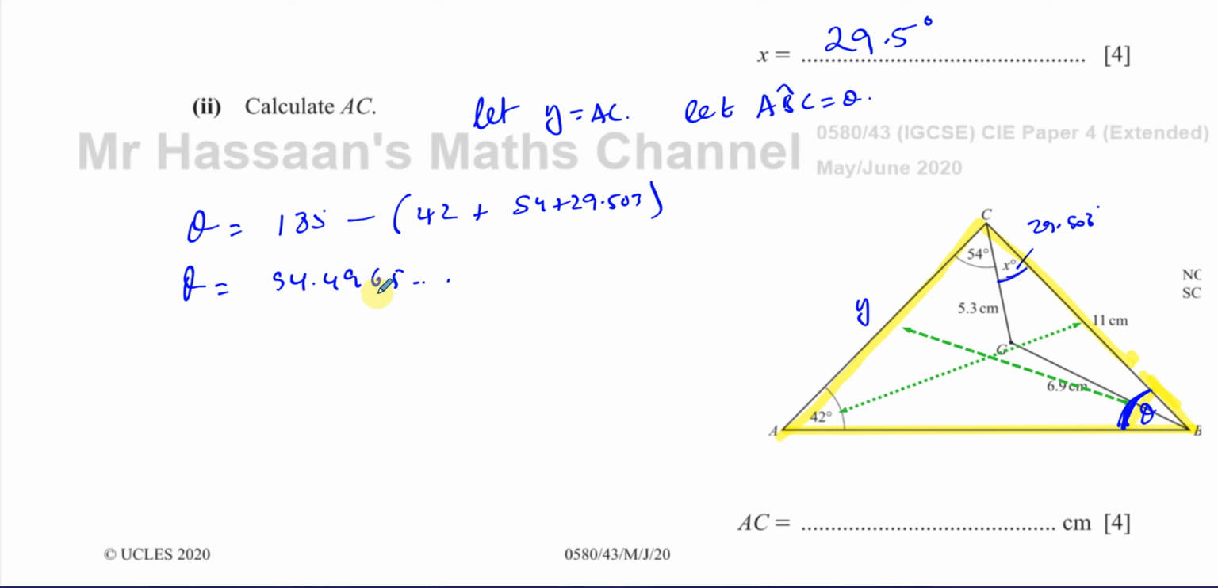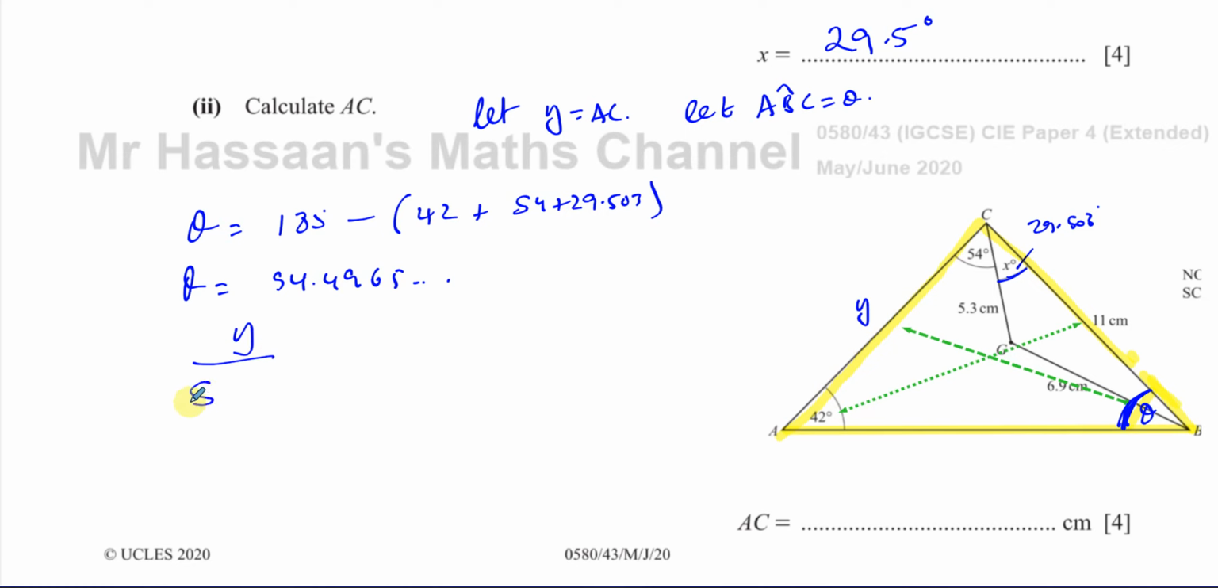That's theta. So now I can use the sine rule. The sine rule states that the sine of an angle divided by the length opposite it will give you the same ratio for all three sides and angles in the triangle. So the sine of this angle divided by 11 gives the same answer as the sine of this angle divided by y. So we can set it up that way.